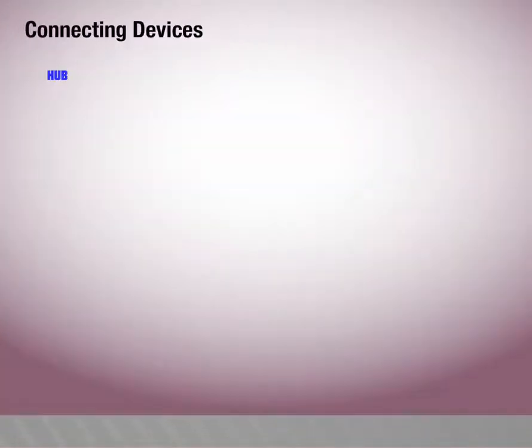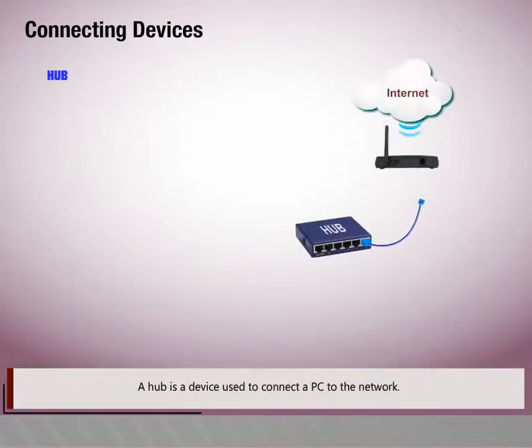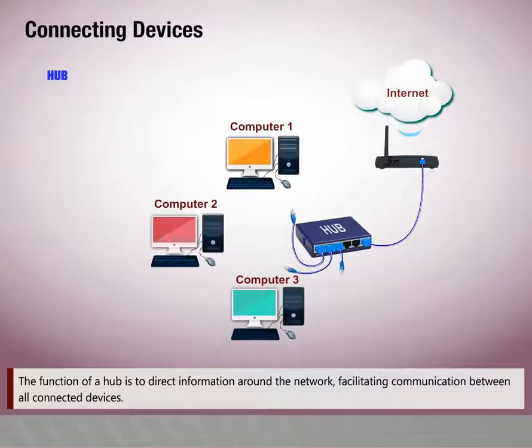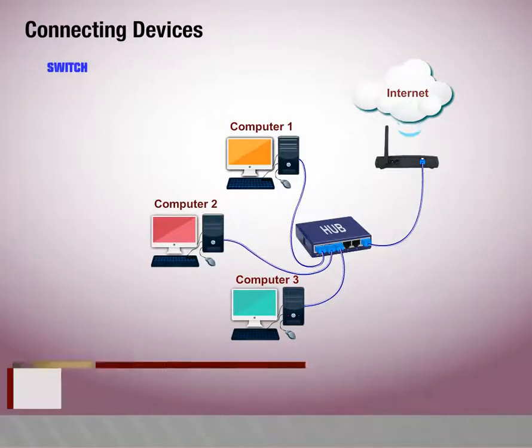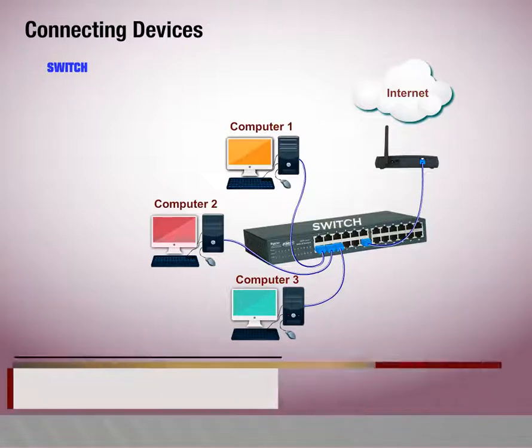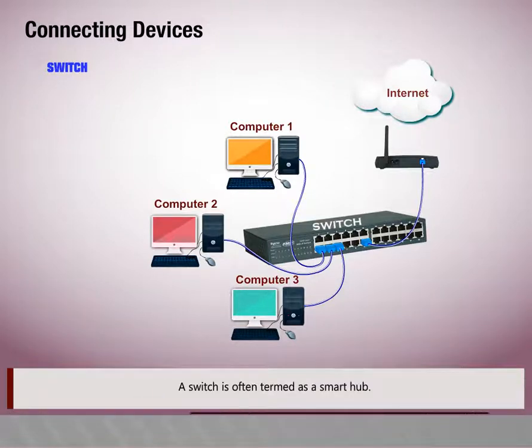Connecting devices. Hub. A hub is a device used to connect a PC to the network. The function of a hub is to direct information around the network, facilitating communication between all connected devices. Switch. However, in new installations, switches should be used instead of hubs as they are more effective and provide better performance.